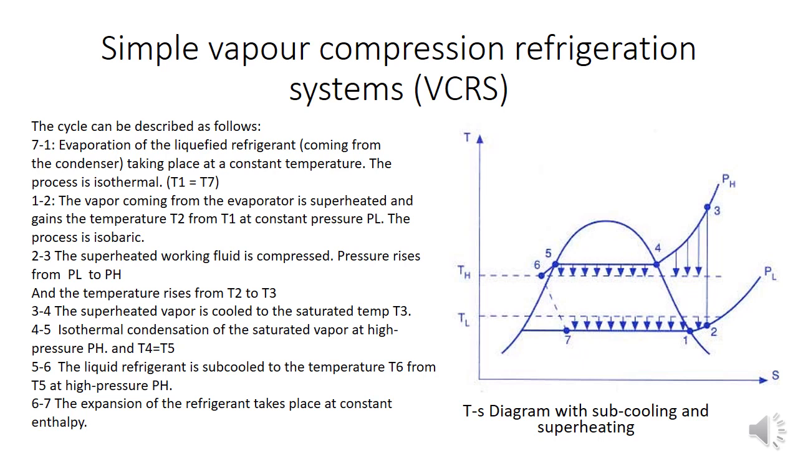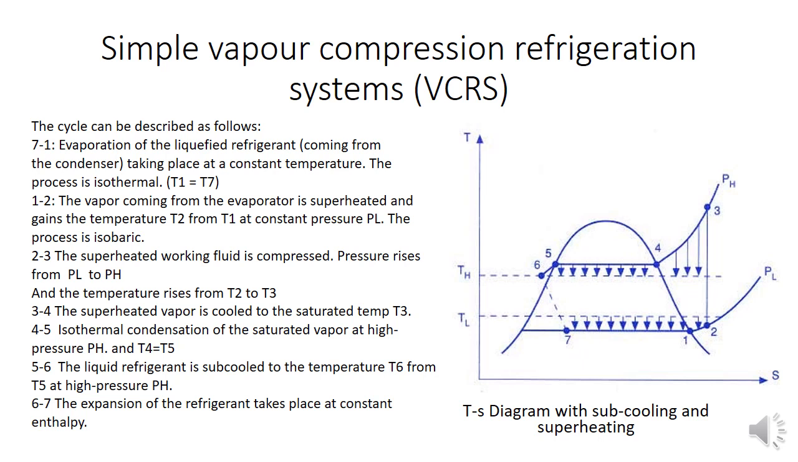So there are two pressure zones, PL and PH. PL is the low pressure zone, PH is the high pressure zone. So 2 to 3 means increasing the pressure from PL to PH. Similarly, the temperature also rises.